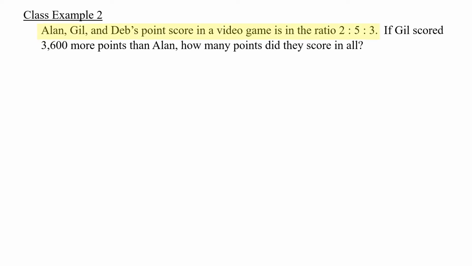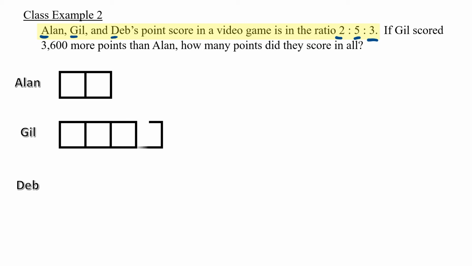So Alan, Gil, and Deb are 3 people. It's in the ratio 2 to 5 to 3 in that order. So that means Alan will get that 2. Gil, well, I'll do a comparison model. Alan, Gil to Deb. Alan's going to get the 2 units. Gil's going to get the 5 units because it's in that order. And Deb's going to get the 3 units. Now really, again, try to make it so that those boxes are all the same amount, because now you can see Gil is 3 more boxes than Alan, or Gil is 2 more boxes than Deb.